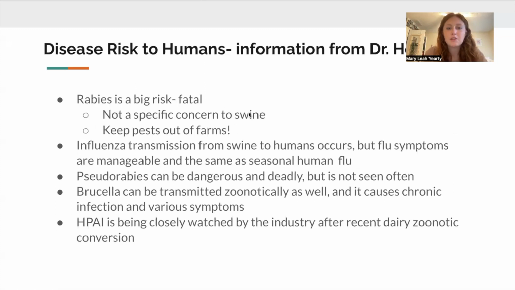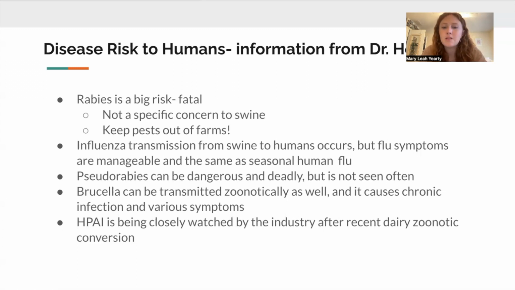So, some more information from Dr. Howarth is that some more diseases that are at risk are, of course, rabies, which is fatal. And then influenza transmission, I mentioned, is a big zoonotic one, but it's the same as human seasonal flu, and flu symptoms are typically manageable. You're likely not going to die if you get influenza from a pig. Pseudorabies is very dangerous and deadly, but not very common.